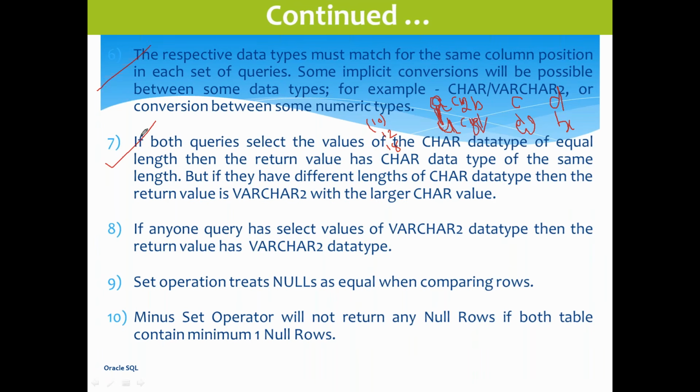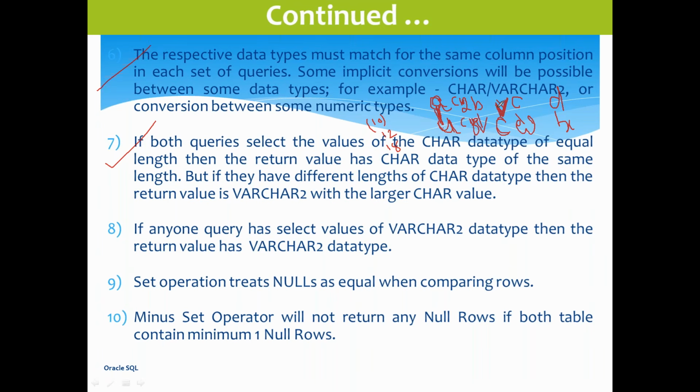Okay, that is the seventh rule. Next, the eighth rule. If any query has select values of varchar2 data type, then the return value will be varchar2 data type only. Suppose varchar2 data type is there for the C column, but in the W column char data type is there. Which is highest? Varchar2 only it will return finally. Varchar2 is higher than char, so varchar2 it will return.